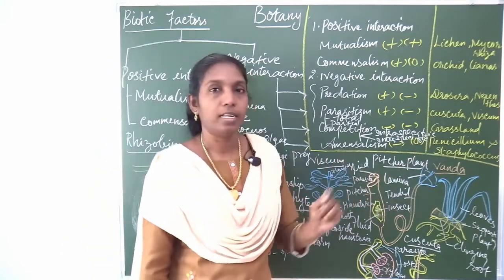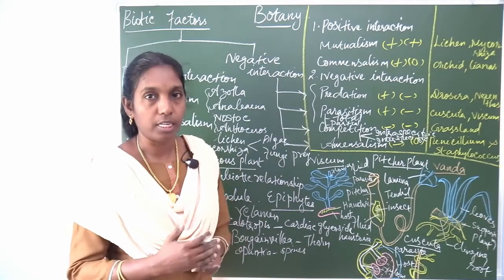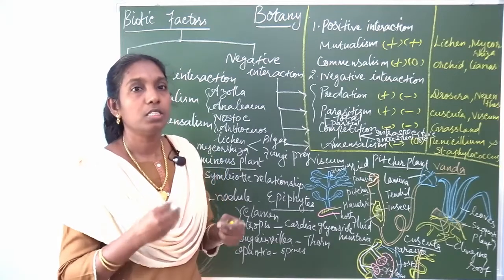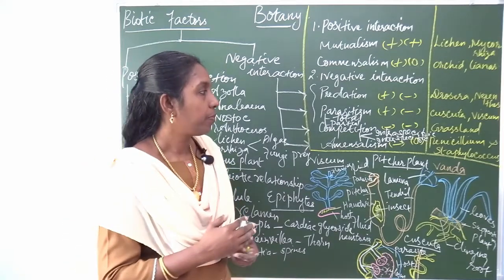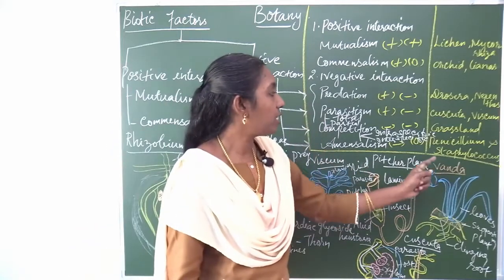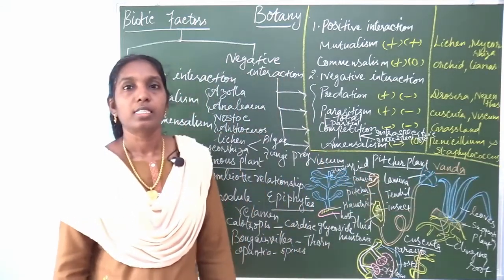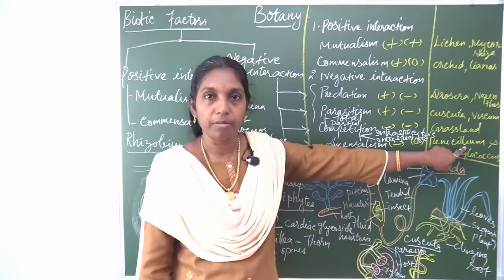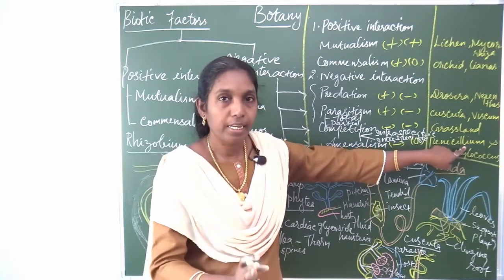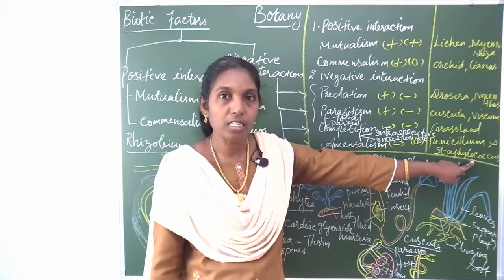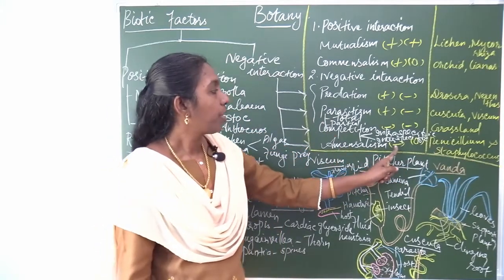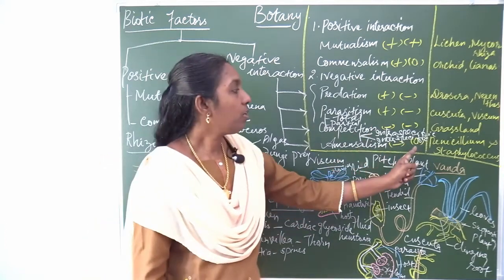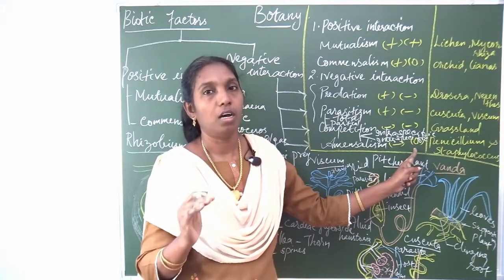For example, the fungus Penicillium notatum produces penicillin. This penicillin inhibits the invasion of certain bacteria like Staphylococcus. So Penicillium secretes penicillin which inhibits the entry of the bacteria Staphylococcus. One is harmed, that means it is inhibited, and the other is neither benefited nor harmed.